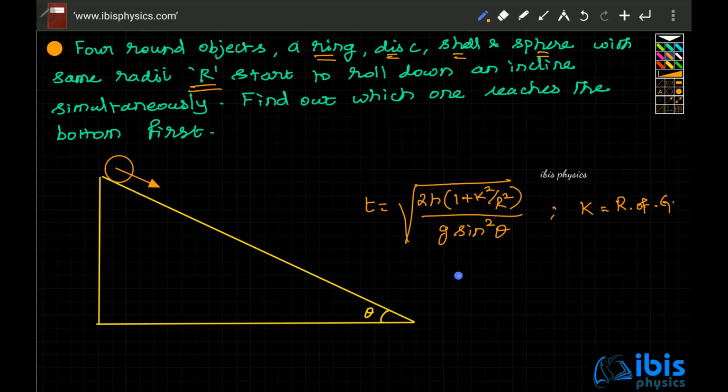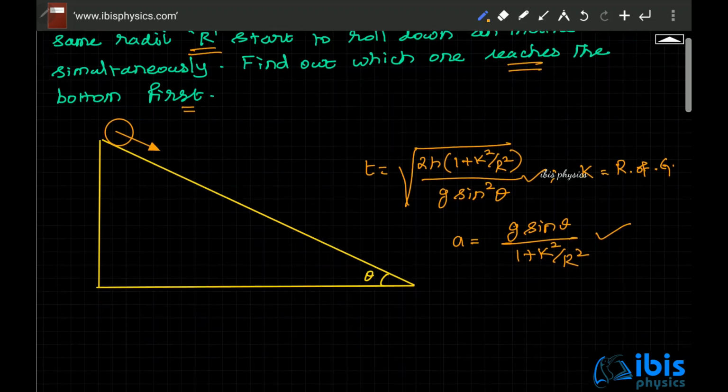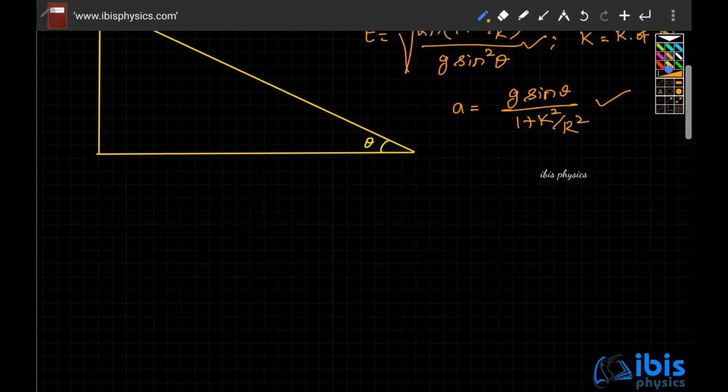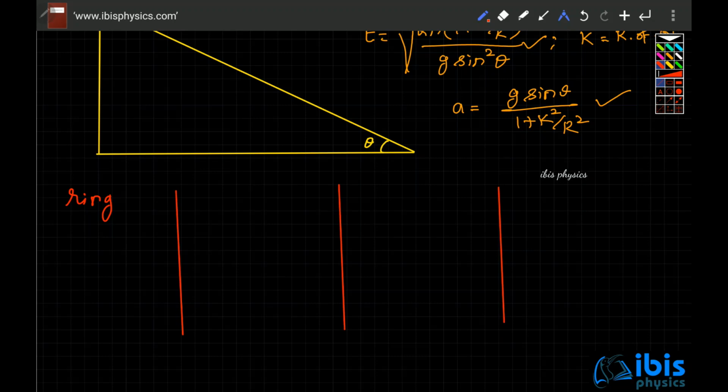We have also found out that acceleration equals g sine theta by 1 plus k square by r square. So you can use either the acceleration or the time to find out which one reaches the bottom first. Let us take the time. The four objects are a ring, a disc, a shell, a sphere.